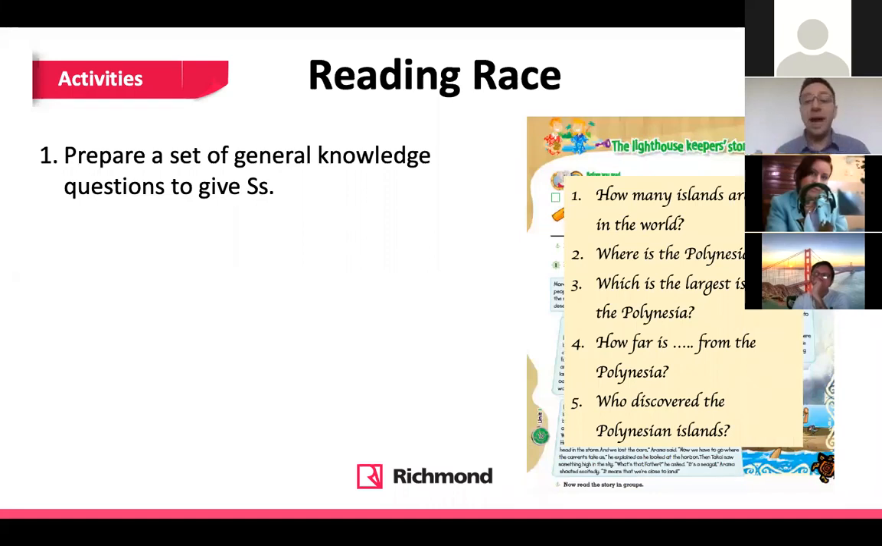For example, how many islands are there in the world? Or where is the Polynesia? And which is the largest island in the Polynesia? Or how far is your home country from the Polynesian Islands? And who discovered the Polynesian Islands?